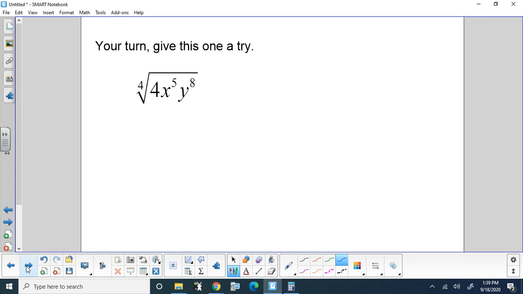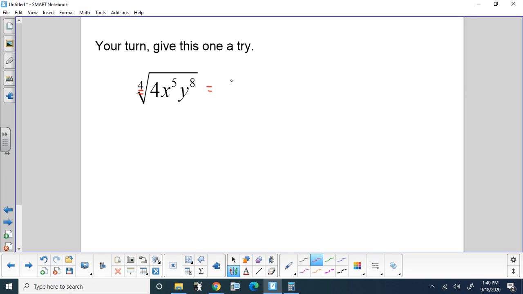I have another one for you to try. Notice that the index number in this problem is a 4. So you will be looking for a perfect fourth or a term to the fourth power to remove it or put it outside of the radical. All right, let's take a look at the answer.